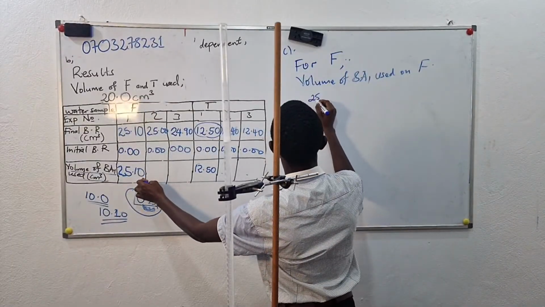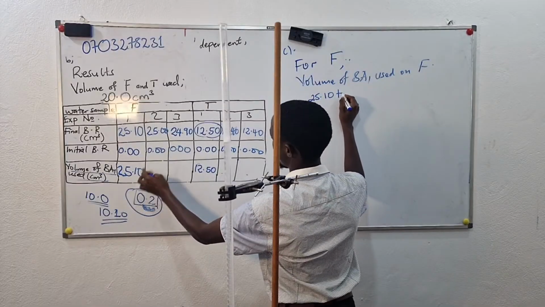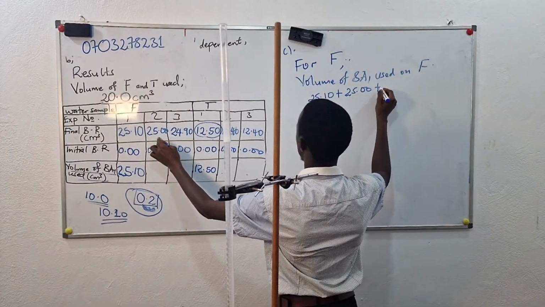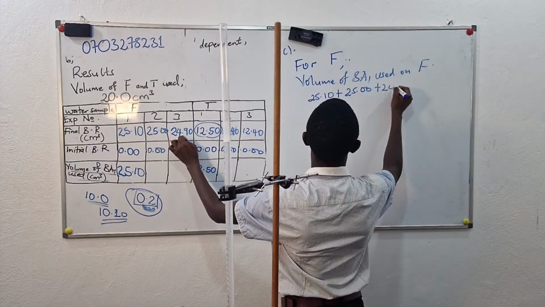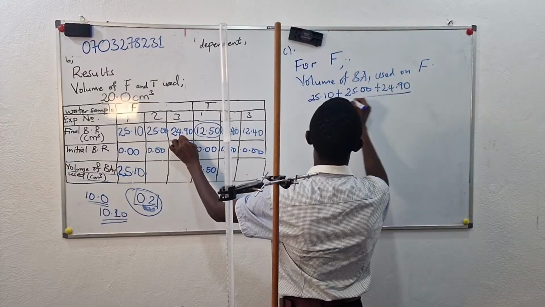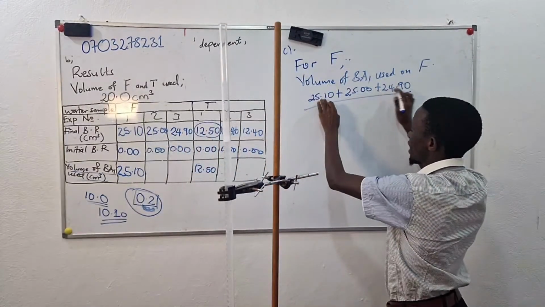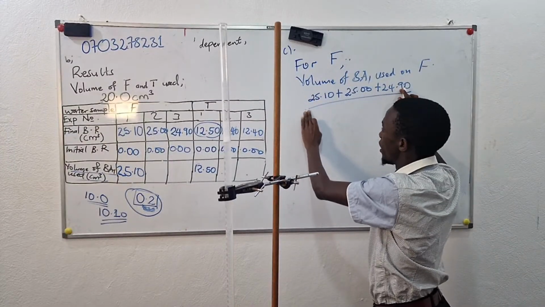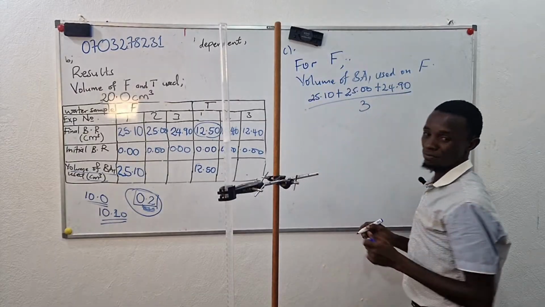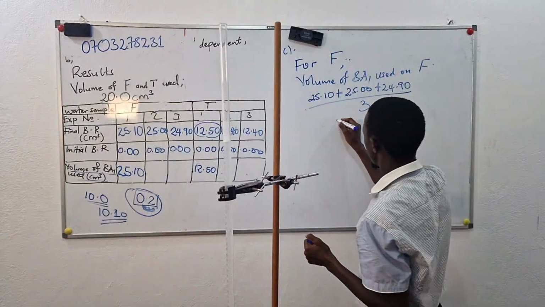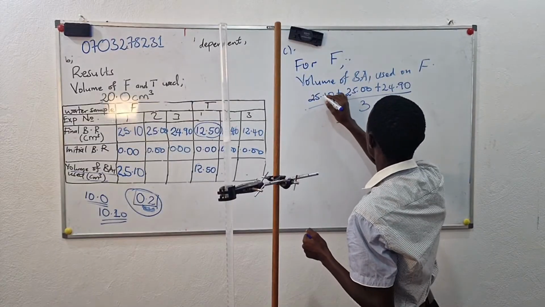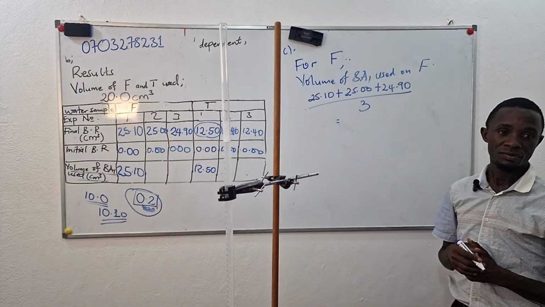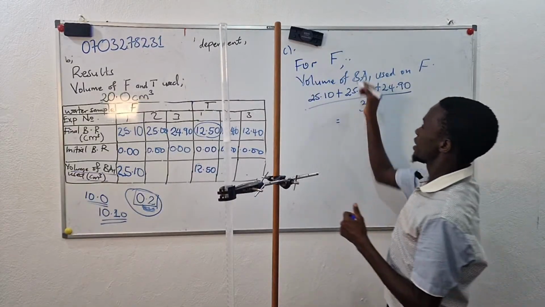So this means that we shall have these values. We have the 25.10 added to the next value, which is the 25.00, and with the 24.90, divided by how many values are they? We are getting the average volume, divided by 3. So this means our value will be the sum of these ones divided by 3. And then you do the same for T.